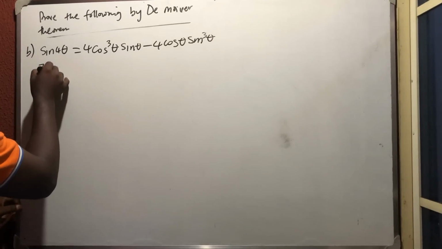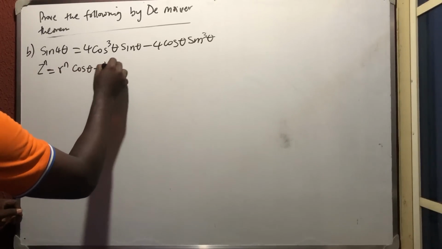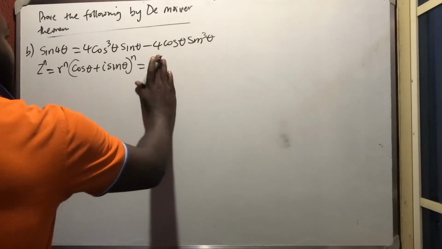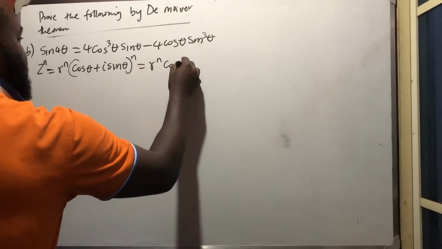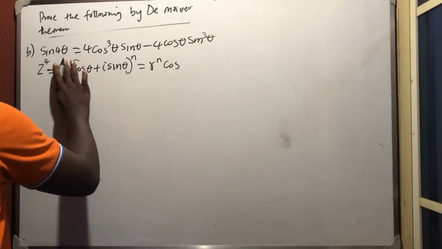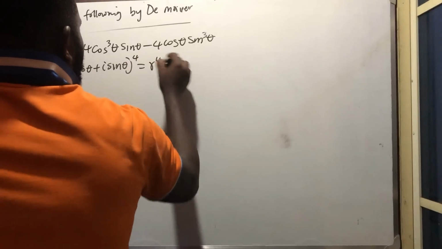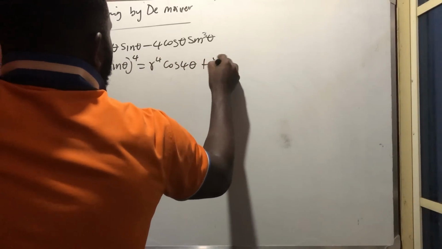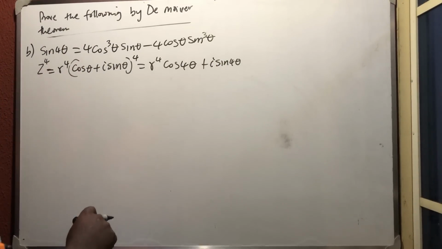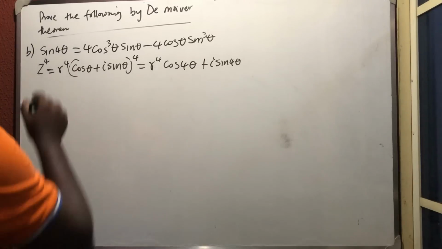We know that z raised to power n is equal to r raised to power n, cos theta plus I sine theta all raised to power n, which he said is equal to r raised to power n, cos 4 theta plus I sine 4 theta. Okay, let me use 4 straight. Now, the sine theta is for the imaginary part. So we are going to be interested in the imaginary part in this one now. So let us go there.